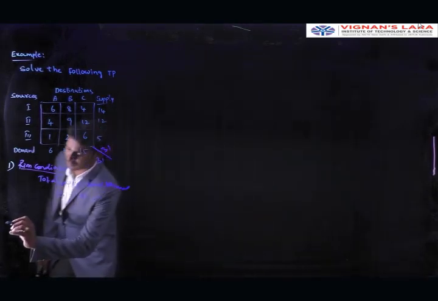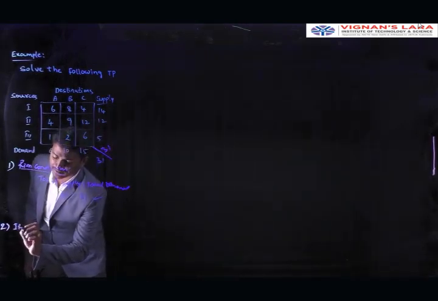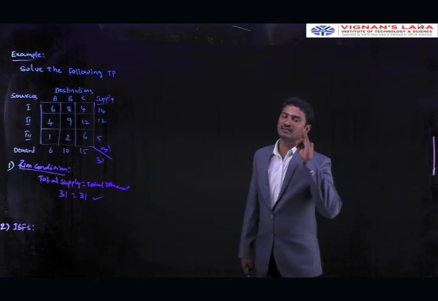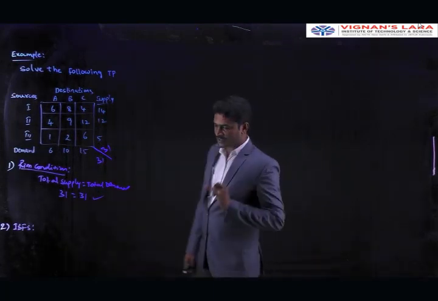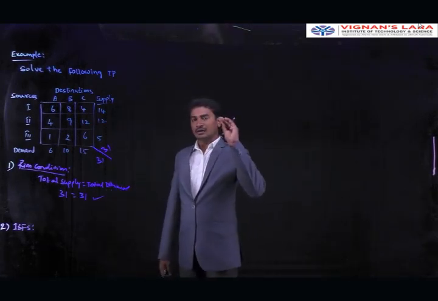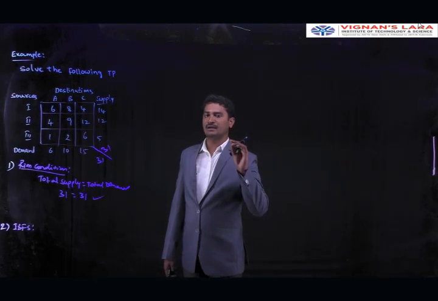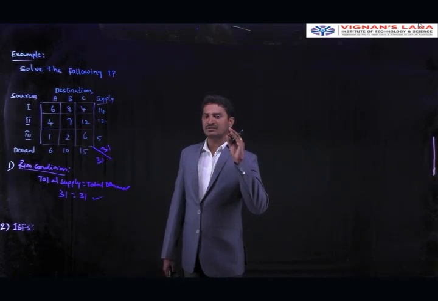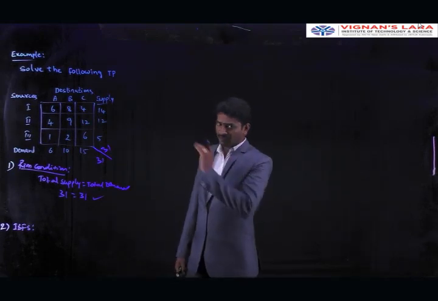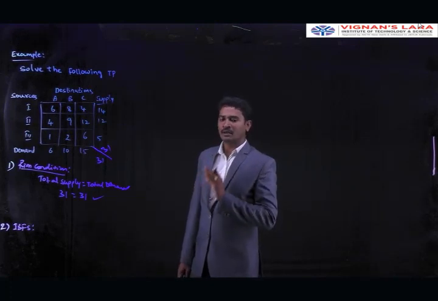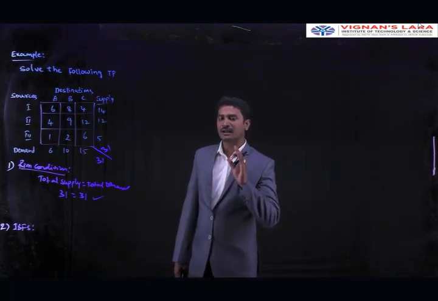Next, we are going to find the initial basic feasible solution. How do we find it? Here we have three methods: northwest corner method, least cost entry method, and Vogel's approximation method. From these three methods, Vogel's approximation method is the best. Already we proved it. Many industries use the VAM method for getting the solution. Here also we are using Vogel's approximation method, which is also called the penalty method.